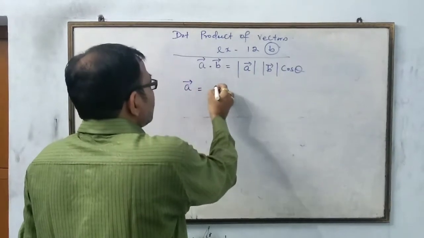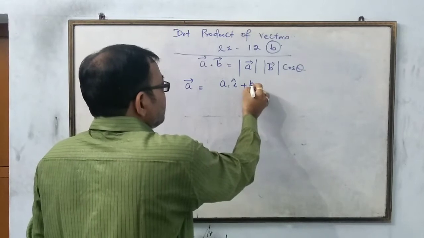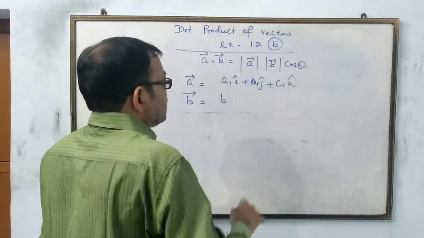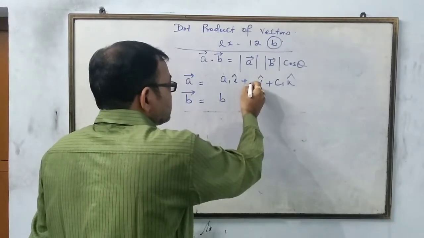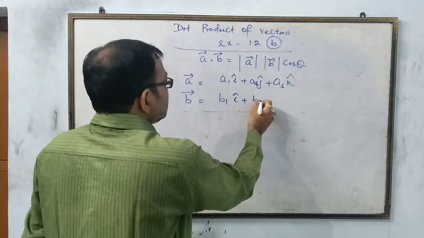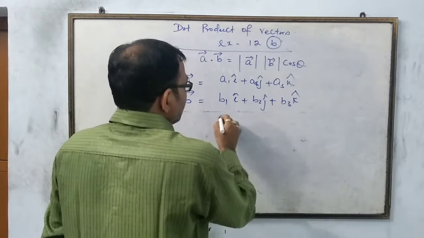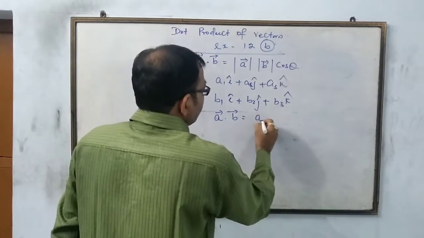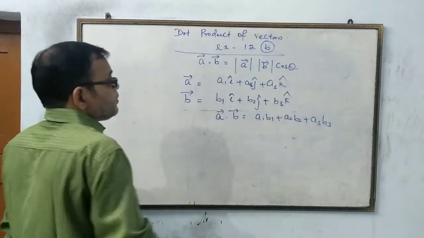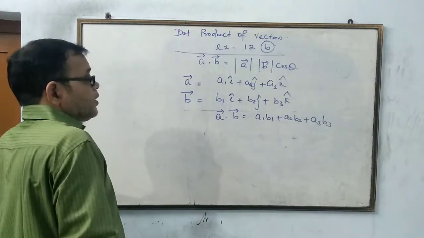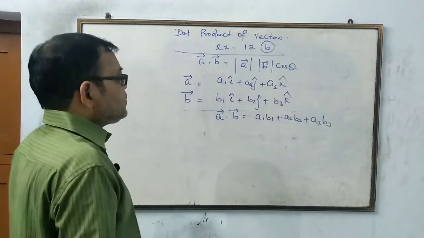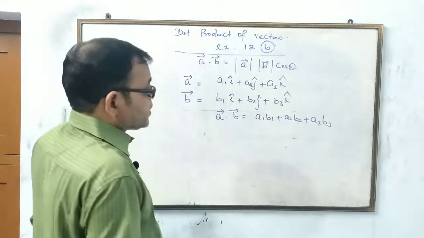The second one is, if a is a1 i plus a2 j plus a3 k, and b is equal to b1 i plus b2 j plus b3 k, then a dot b will be a1 b1 plus a2 b2 plus a3 b3. The i coefficients will be multiplied together, plus the j coefficients multiplied, plus the k coefficients multiplied. So a dot b equals a1 b1 plus a2 b2 plus a3 b3.